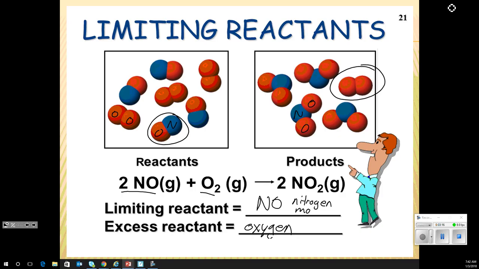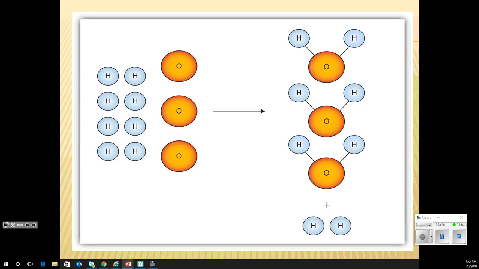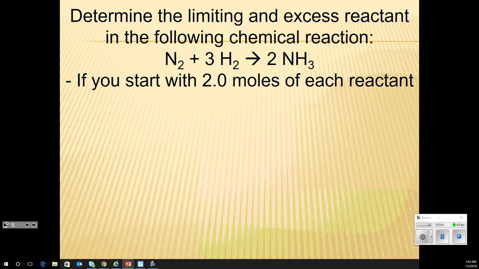What did I have excess? Oxygen, because there's still some oxygen left here in the product. So the oxygen was my excess. What was my limiting? My NO, okay, or nitrogen monoxide. Remember that, how to name that? And oxygen was O2. Okay, so we can visually see that.